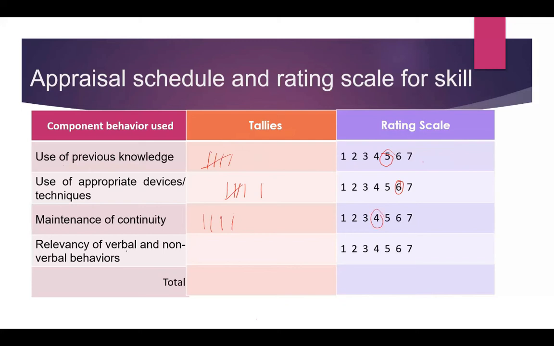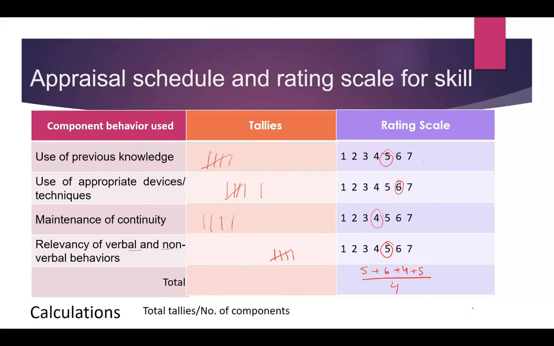And he has used relevant verbal and non-verbal behavior, for example 5 times, so we give 5 tally marks and we rate him at 5. And then we add up the tallies, that is the total rating. We have 5 plus 6 plus 4 plus 5, and how many components do we have? That is 1, 2, 3, 4. So we divide this by 4. This is how we calculate the total rating of the skill.